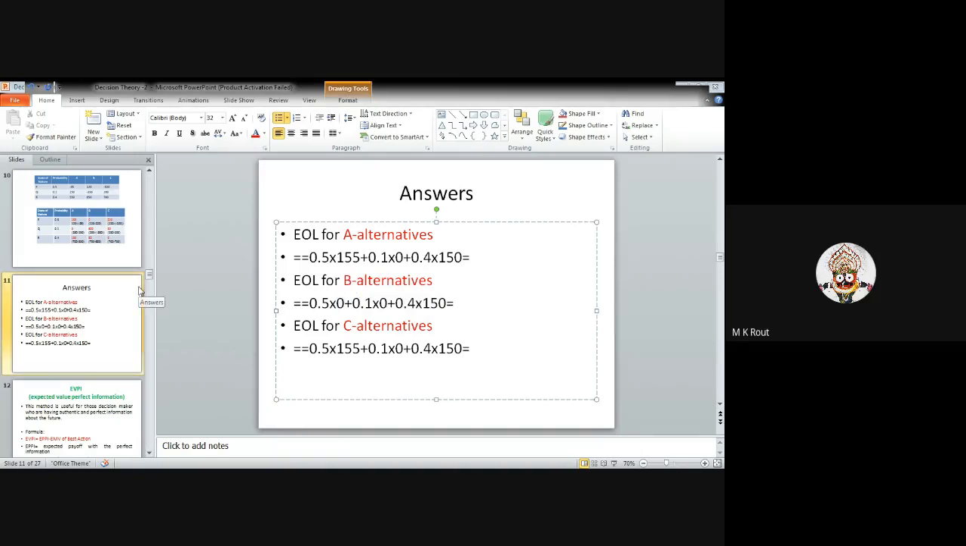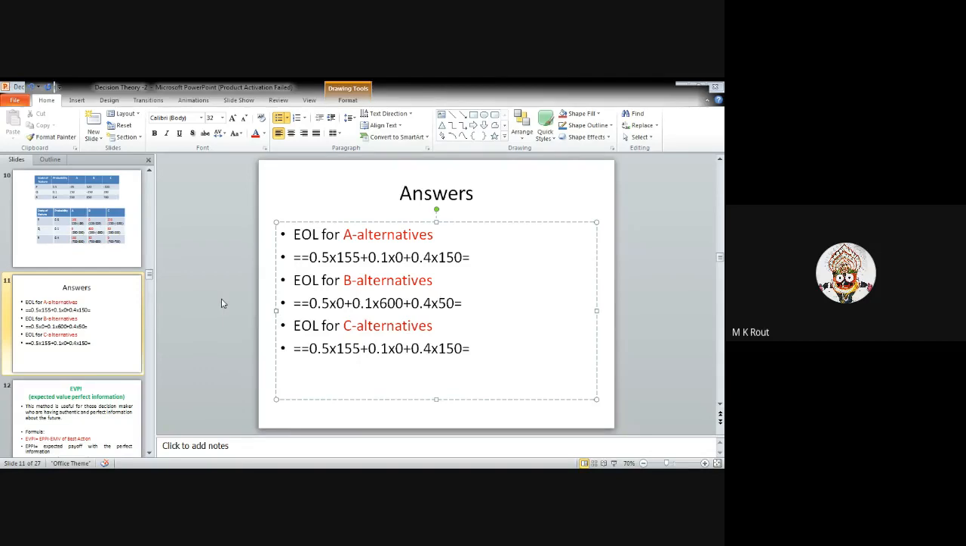The next one is 0.1 into 600. The last one is 0.4 into 50. Sorry, 0.4 into 250 or 50? So only 50. 0.4 into 50, I have already changed it.